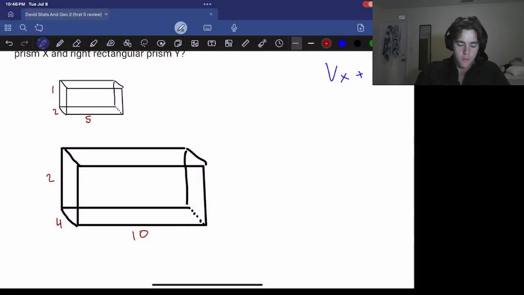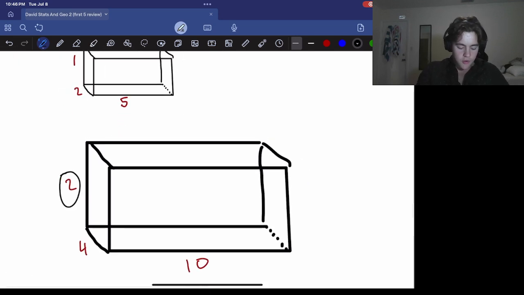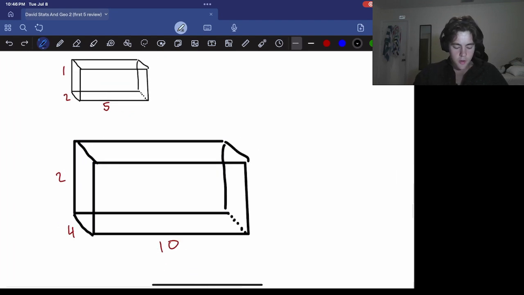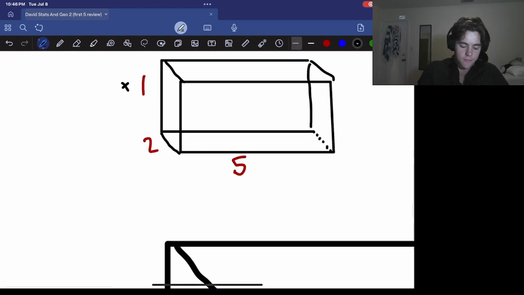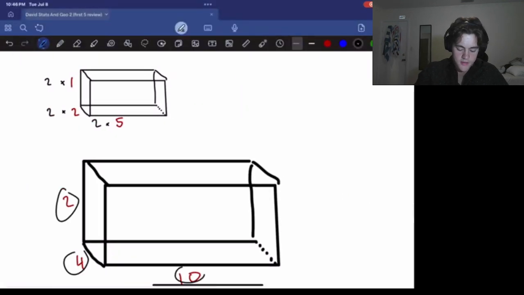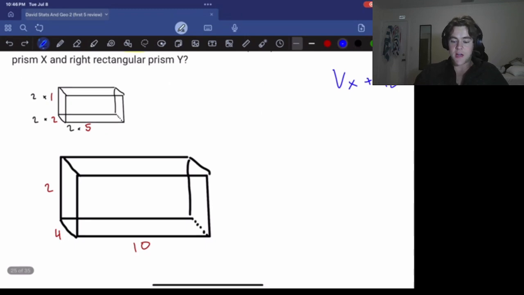So if we have one prism with a height of 1, a width of 2, and a length of 5, and then we have another prism with a height of 2, a width of 4, and a length of 10, we know that these two prisms are similar. Why? Well, they're all right angles, so we know the angles are identical. And we know that their sides are proportional. Why? Because we multiply each side by the same value, times 2, times 2, times 2, and that gives us our 2, 4, and 10. So we know these two rectangular prisms are proportional. That's what sides are proportional means.